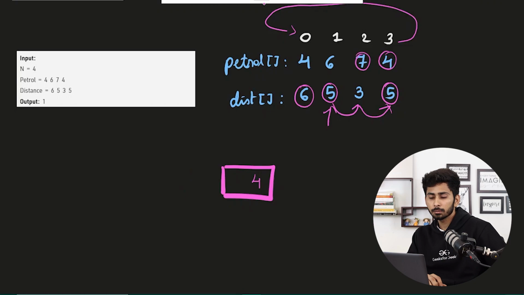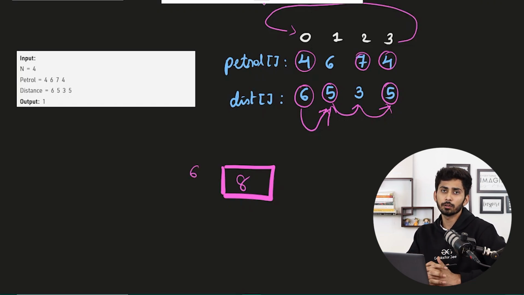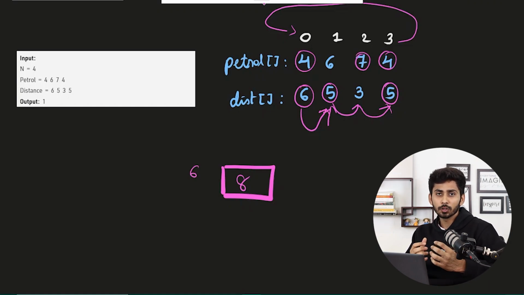Now from index number 0 I'll be getting 4 units of petrol. So currently I'll be having 8 units, and from this index 0 to go to index number 1, in order to complete the circular tour I need to traverse 6 units. So this distance is less than the amount of petrol which I have. So in the output 1 will be printed because I started the tour from index number 1. So in this way you have to solve this question.